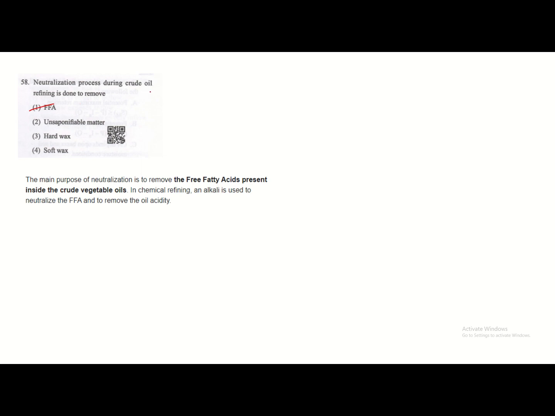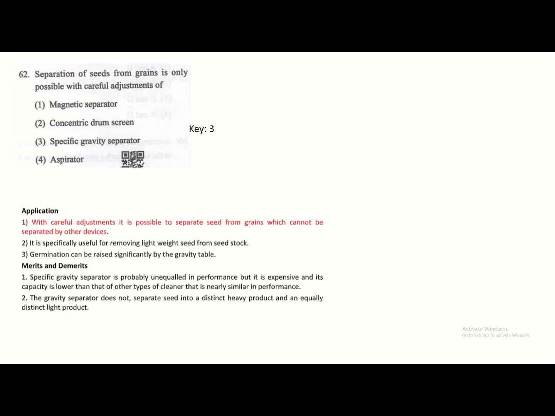And the neutralization process during the crude oil processing: crude oil is always cleared of FFA, that is free fatty acid. This is the answer from the processing. The separation of the seed: there are different types of separators. That is a magnetic separator, concentrating, specific gravity, aspirator, and the decorticator. There are so many types.